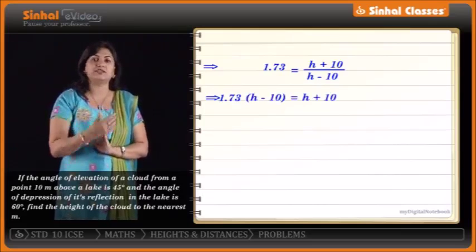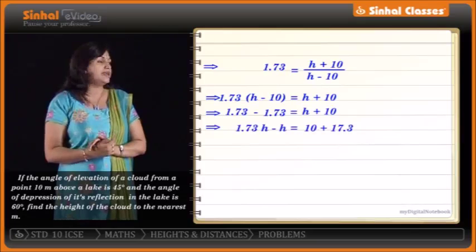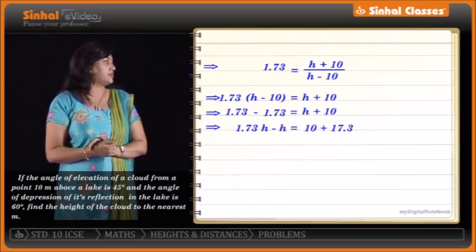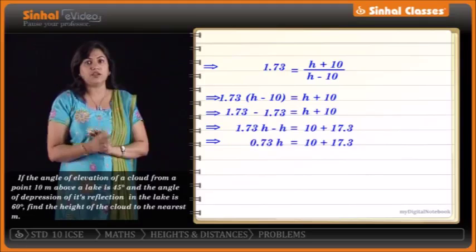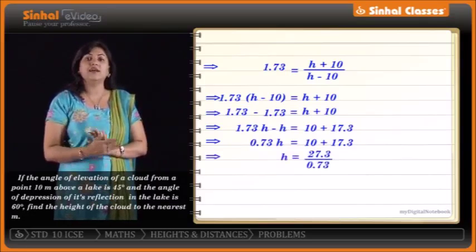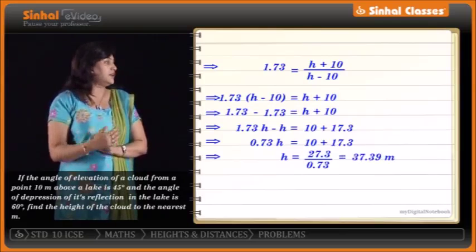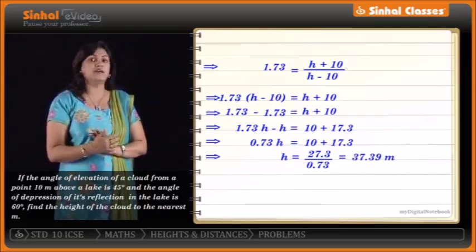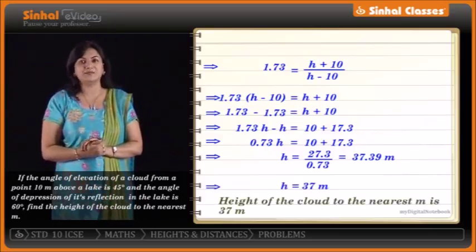Open the brackets and take h on one side. We get 1.73h minus h equals 10 plus 17.3. That is 0.73h is equal to 10 plus 17.3. We get 27.3. So h is equal to 27.3 upon 0.73. Now we simplify this to get 37.39 meters. So we want to round off correct to the nearest meter. So h is equal to 37 meters. That is the height of the cloud to the nearest meter is 37 meters.